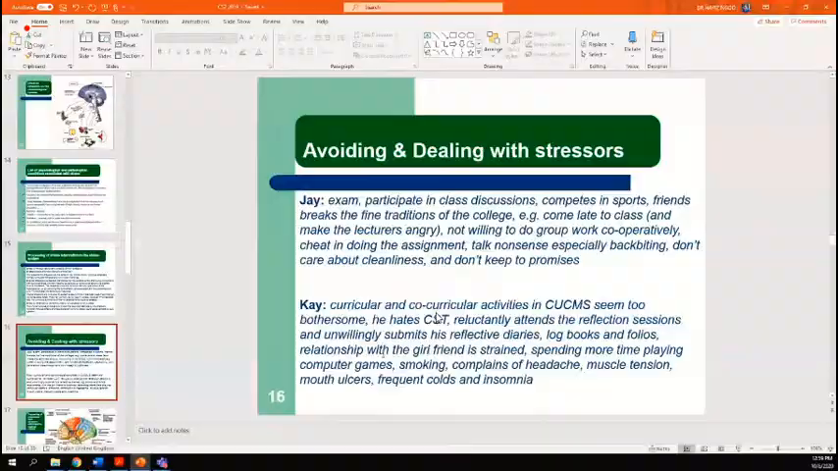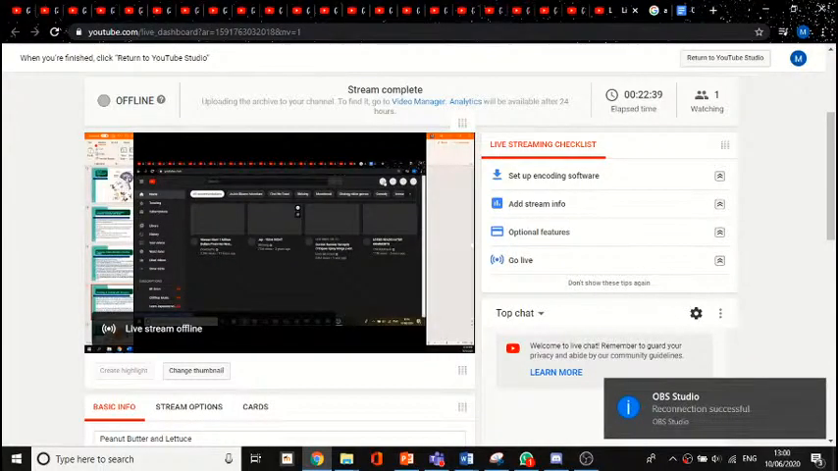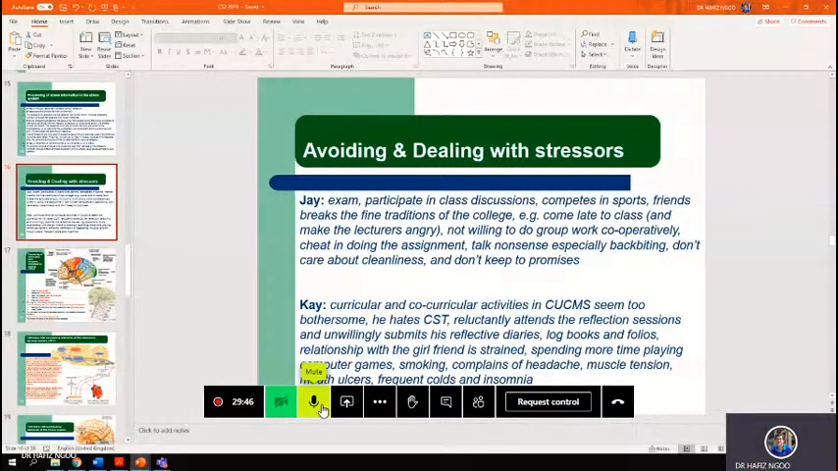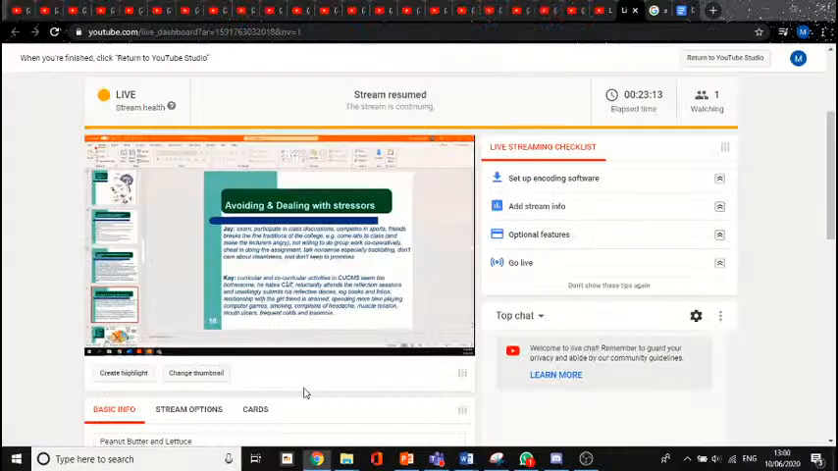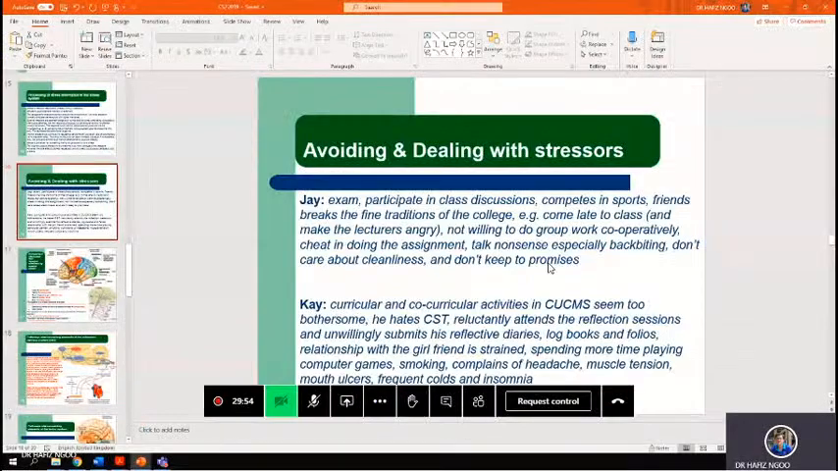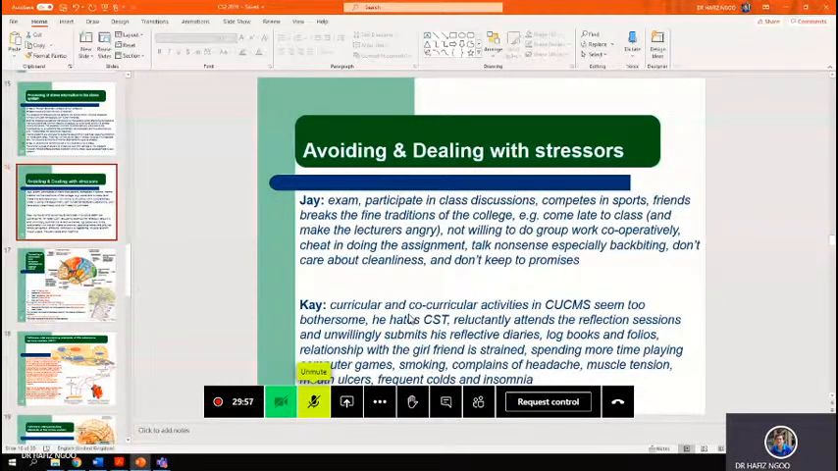He spends more time playing computer games. K is dealing with stress by playing computer games and smoking. He is more of avoiding. K is probably avoiding the stress by playing computer games, whereas J is dealing with the stress. You have to get that right, because J is actually dealing with the stress, because as I said initially, every one of us is facing stress every day. So it's how we deal with the stress. Whereas K is trying to avoid stress, by playing computer games or smoking or doing something stupid.